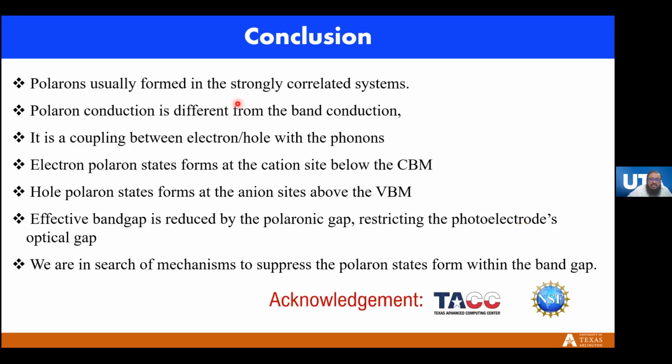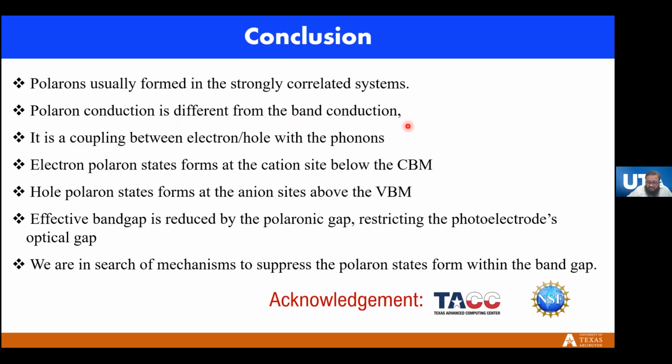We basically have found that polaron usually forms in a strongly correlated system, especially in 3D transition metal oxides and 4f rare earth oxides or sulfides. Polaron formation is very common. Polaron conduction is different from the band conduction.